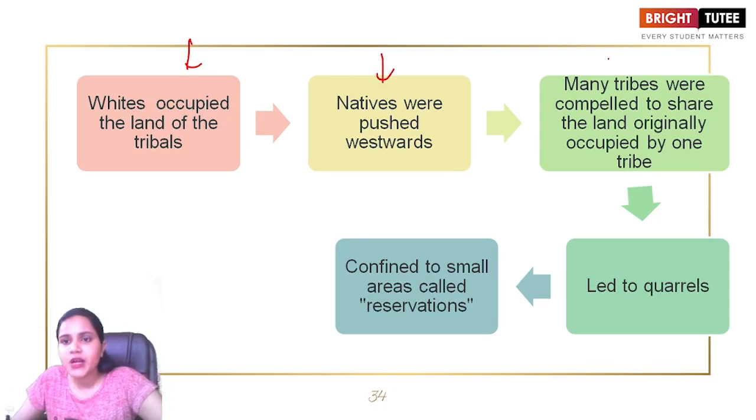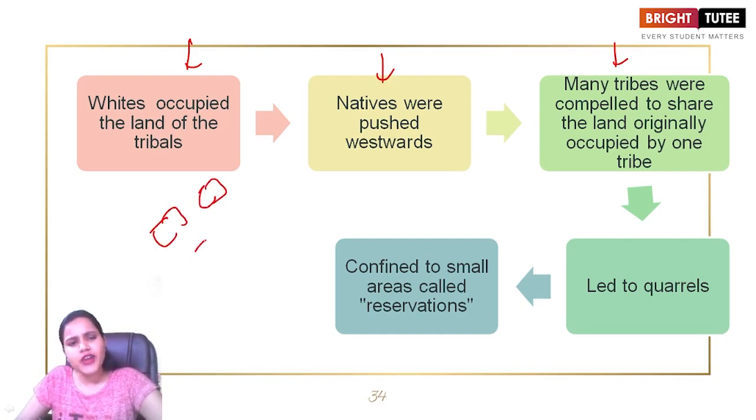Now many tribes were compelled to share the land originally occupied by one tribe. Initially there was no land hunger, like I'm telling you again and again. Whenever we are talking about different tribes, they had their own lands, X, Y, Z, A, something like that.